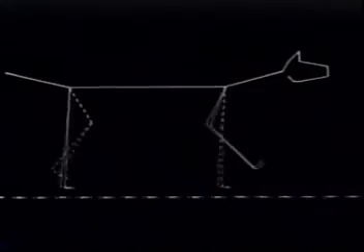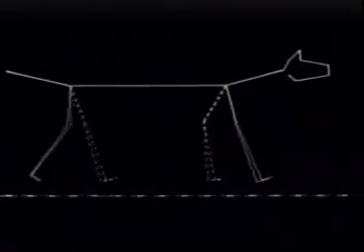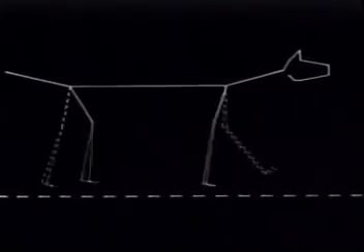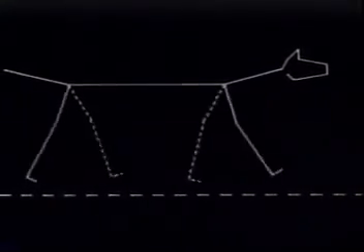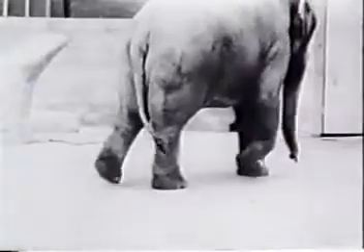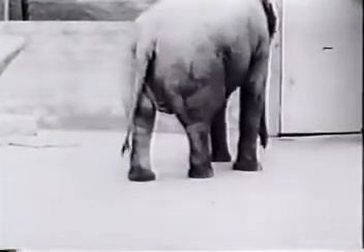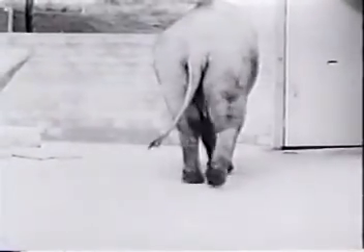When diagonally opposite feet move synchronously as shown in this animation, the gait is a trot. The trot is most often used by mammals when traveling at moderate speeds, but this elephant shows that it's also possible to trot very slowly.